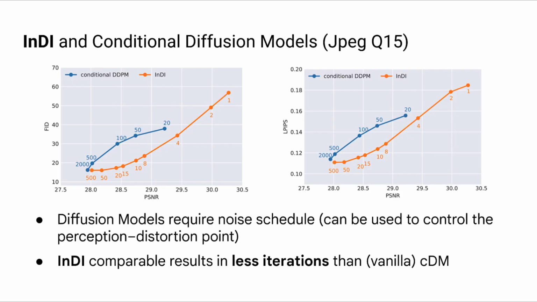Here you can see a comparison between InDI and a vanilla conditional diffusion model for JPEG compression artifact removal. Both models have very similar architecture, so they have approximately the same capacity in this experiment. InDI manages to get to a similar quality point in much fewer iterations than a vanilla diffusion, since we operate directly on the input image.